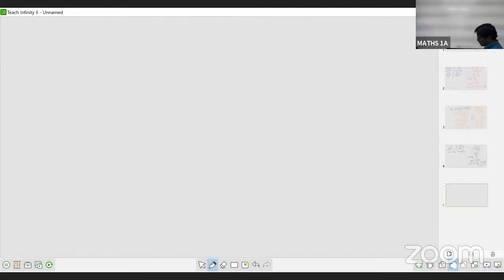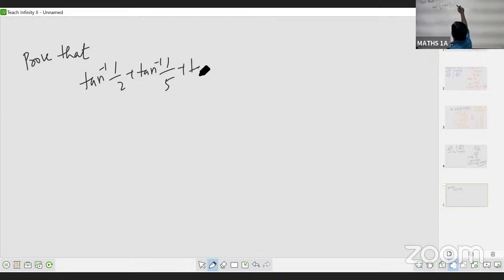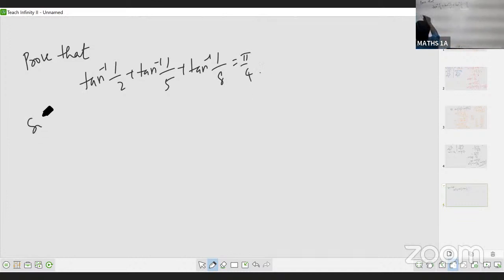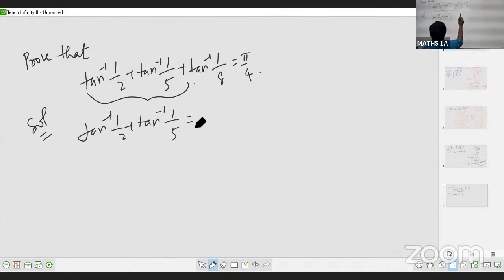Next. Do that: tan inverse of 1 by 2 plus tan inverse of 1 by 5 plus tan inverse of 1 by 8, equals pi by 4. Correct? Now once again take these two first. Tan inverse of 1 by 2 plus tan inverse of 1 by 5.